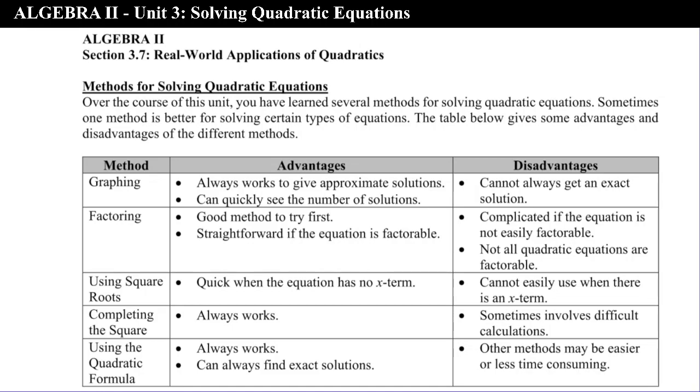I always kind of view it as an option of last resort. It always works. It can always find exact solutions. It can always find you imaginary solutions. So why don't we use it every single time? Because some of the other methods may be easier. If you look at it and see that it can be factored right off, that's going to be much less time consuming and much less work than plugging everything into the quadratic formula to solve it for you.